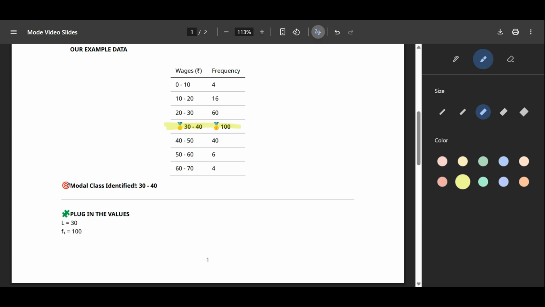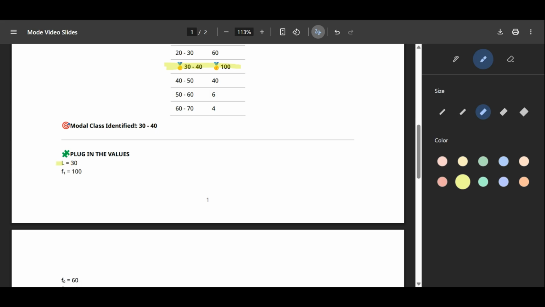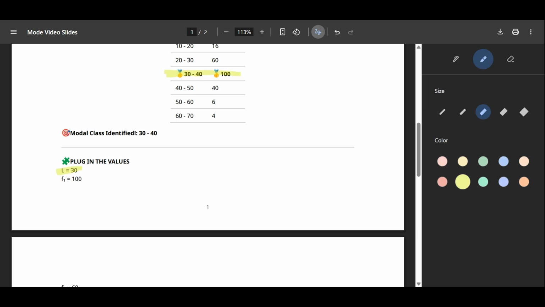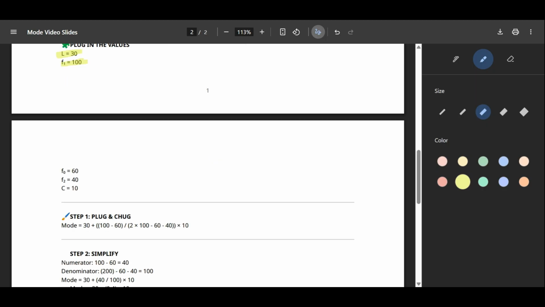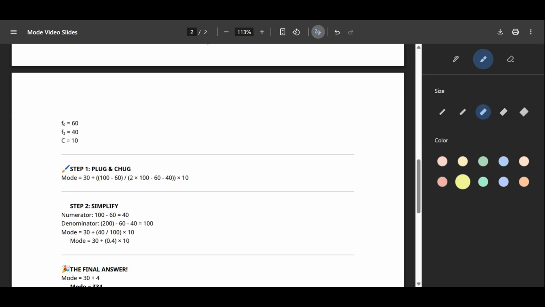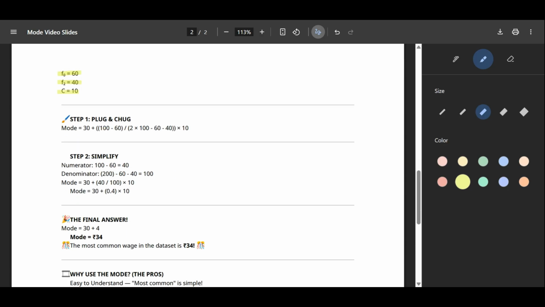Now let's identify our variables. L is the lower limit, 30, right? F1, frequency of modal class, which is 100. F0 is frequency of preceding class, which is 60. F2, frequency of succeeding class, which is 40, and C is the class width, 10, because 40 minus 30 is 10. Now plug them into the formula. My notes show the calculation and I'll walk you through it. Let me write it down.